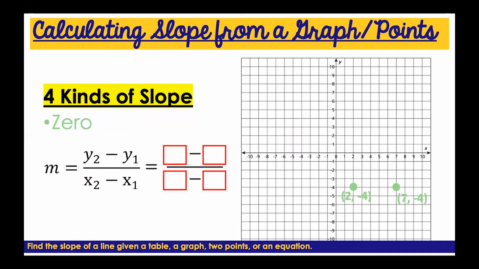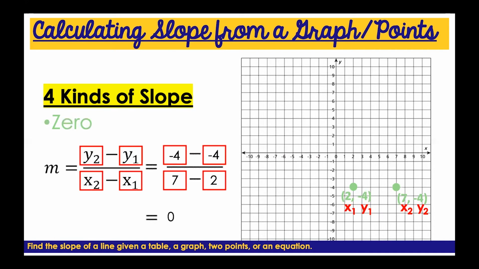Lastly, let's find the slope of these 2 points. Again, x1, y1 is my first point, x2, y2 is my second point. My value for y2 is -4. My value for y1 is -4 again. My value for x2 is +7. My value for x1 is +2. So I have -4 minus -4 over 7 minus 2, and that's going to give me 0.